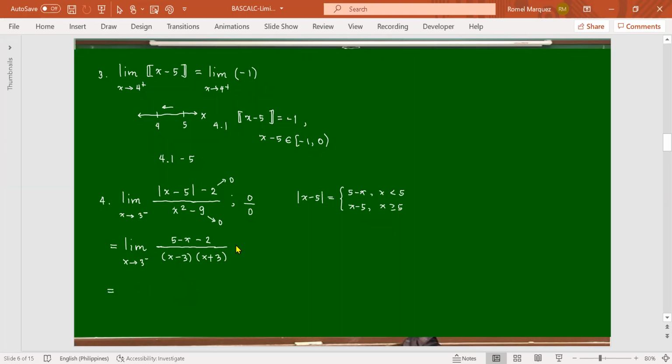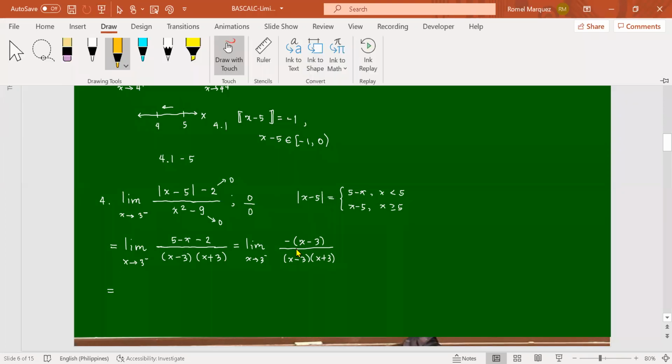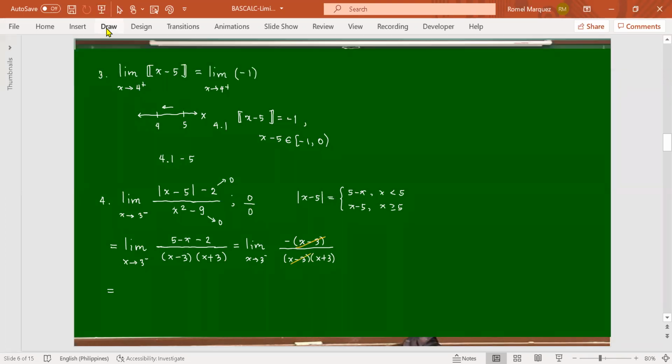Pag pinafactor ko yan, it is what? Guys, this is negative of x minus 3, no? Kasi negative x plus 3 yan eh. I want it to be cancelled with x minus 3. That is now cancelled. So I can now cancel this and evaluate the limit. What's now the limit, guys? Pwede na, no? Negative 1 over 3 plus 3. And that is equal to negative 1 over 6.